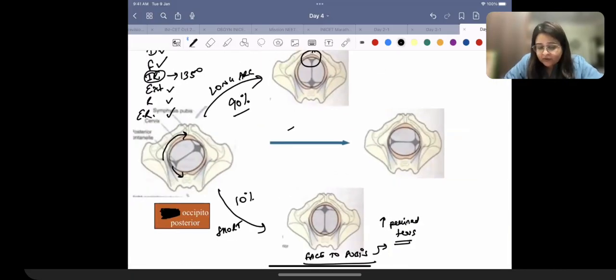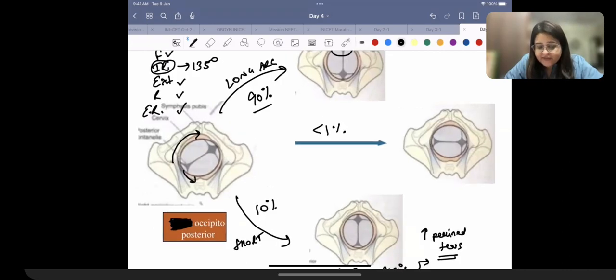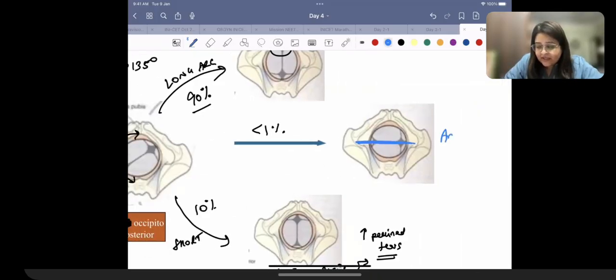In a very small minority, in less than 1%, what happens? The journey starts for long arc rotation. So it started at 135 degrees, okay, it keeps going like this, but when it reaches the transverse diameter, it gets stuck. And this commonly happens when the pelvis is an android pelvis. At the level of the ischial spine, the sagittal suture gets stuck in the transverse diameter of the pelvis despite good uterine contractions, and this is called deep transverse arrest.